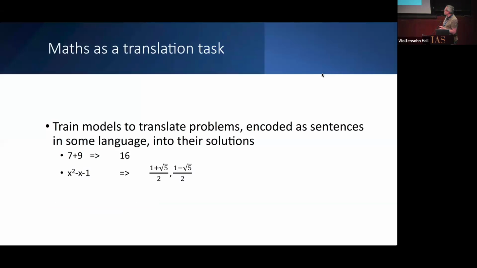And more precisely, I'm interested in considering mathematics as a translation task. In other words, I want to train language models to translate problems of mathematics and physics, encoded as sentences in some language, into their solutions. I would like my machine to learn to take the sentence 7 plus 9, 3 words, and translate it into 16, 1 word, or 2 words, depending on whether you want a digit to be a word or 16 to be a word. Or to take the 6-word sentence x squared minus x minus 1, and learn to translate it into the roots of the corresponding polynomial, or anything else.